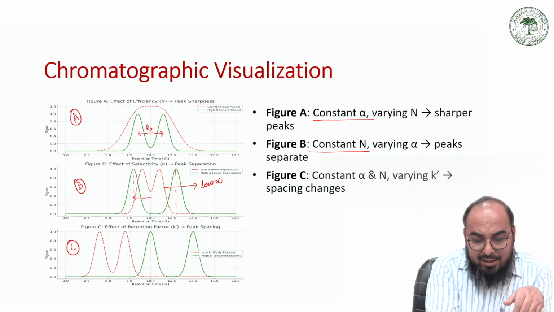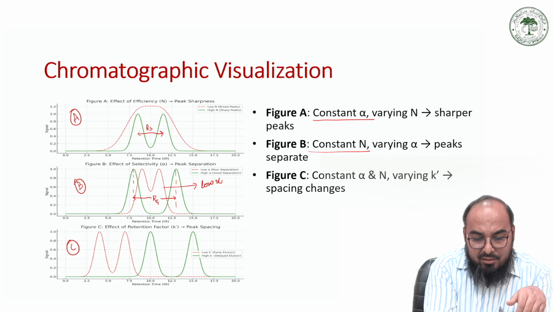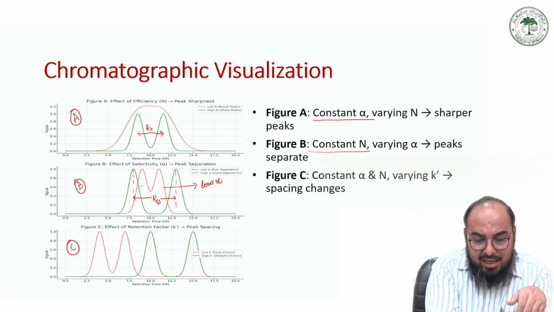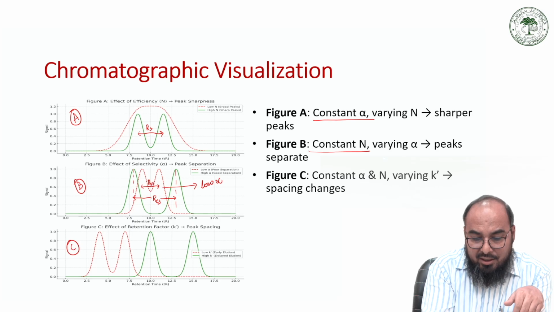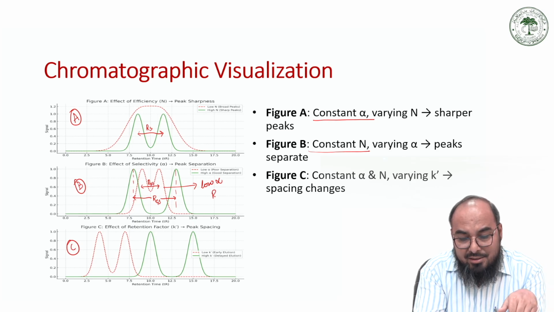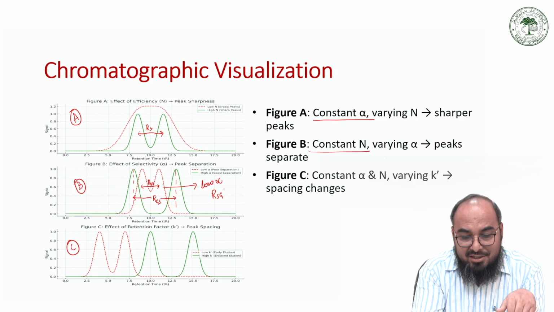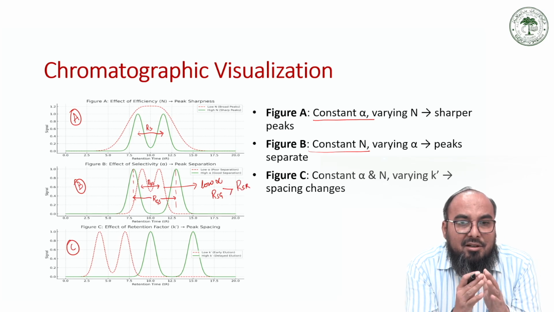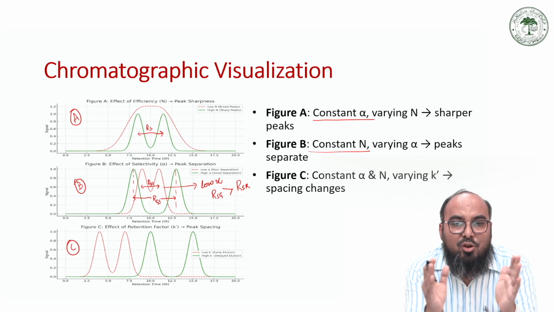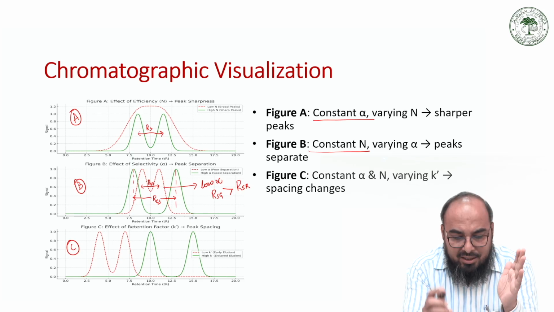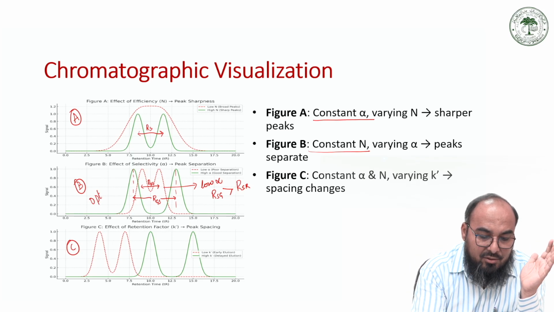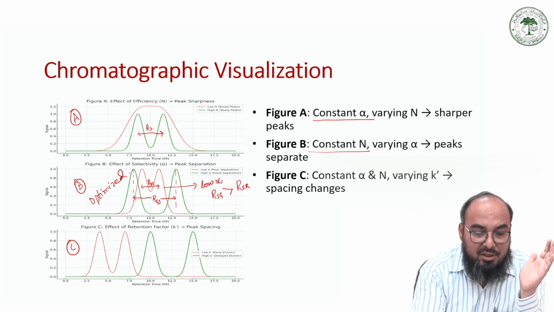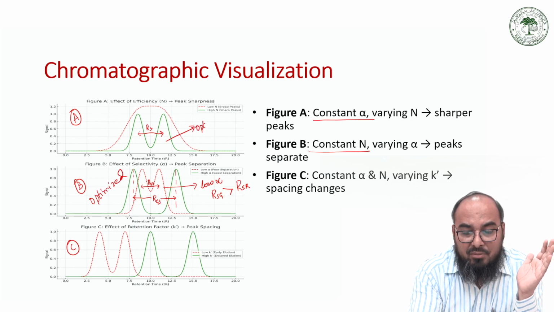Here, say Rs of green, and this is Rs of red. Now you can see that Rs of green is greater than Rs of red. That is, now the peaks are well resolved, well separated. That is, you have optimized your column. Similarly, here again you have optimized your column.